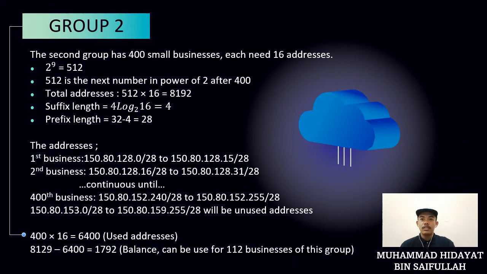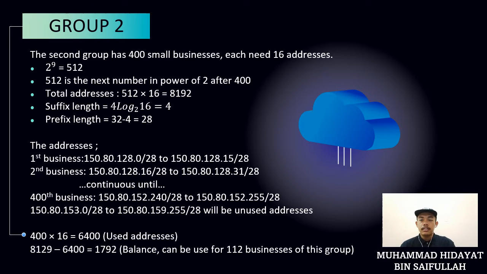For group 2, the second group has 400 small businesses, each needing 16 addresses. We use 2 to the power of 9, equal to 512. This is because 512 is the next power of 2 after 400. The total addresses are 512 multiplied by 16, equal to 8,192. The suffix length is log base 2 of 16, equal to 4. For the prefix length, 32 minus 4 equals 28.